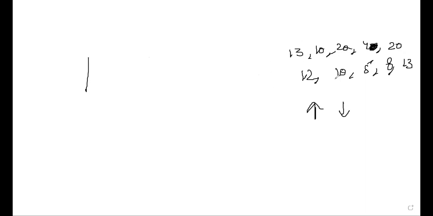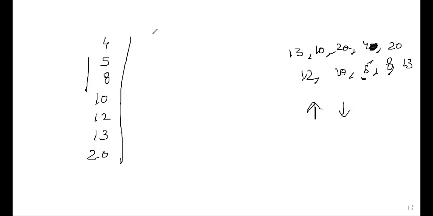So let's arrange this in ascending order. The least is 4, so you'll start from 4. Then 5, then tell me what will come. 8. Then 10. 10 you will not write again, just leave it like this. Then 12, 13, and then 20. This is how you arrange this in ascending order.